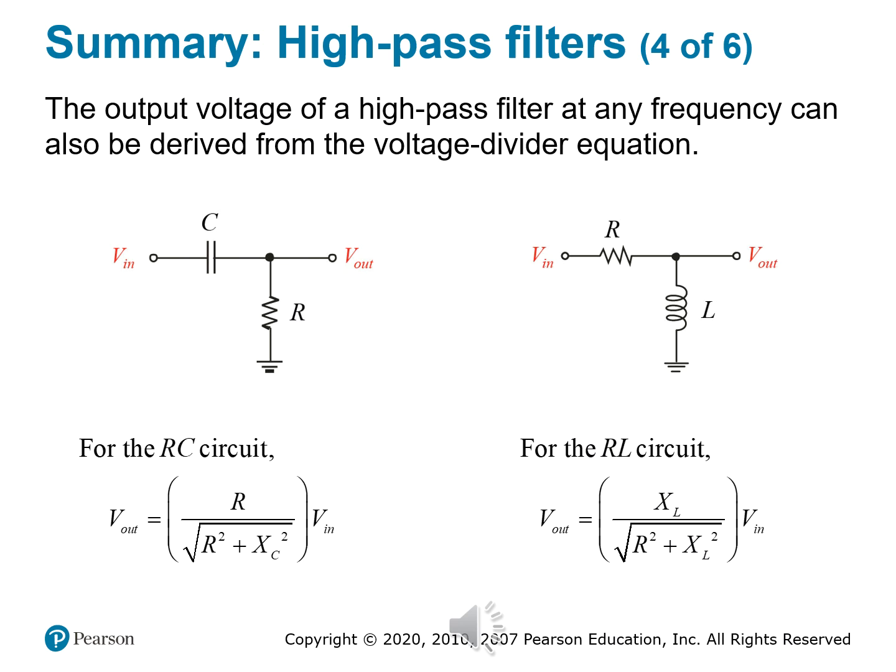At high frequencies, X sub C becomes small, and the voltage out is approximately the voltage in. At low frequencies, X sub C is large and the V out drops off.